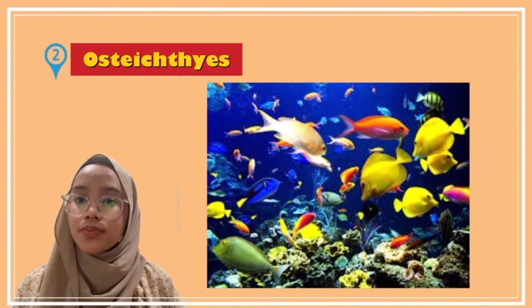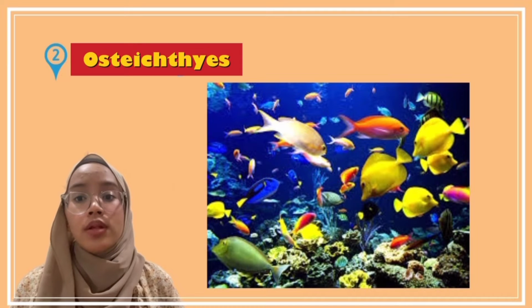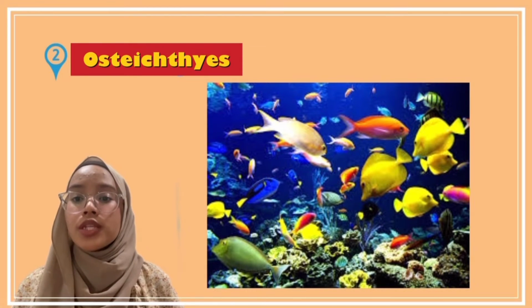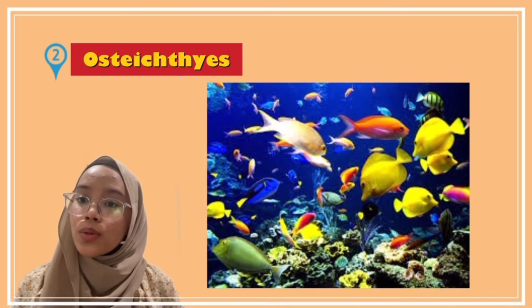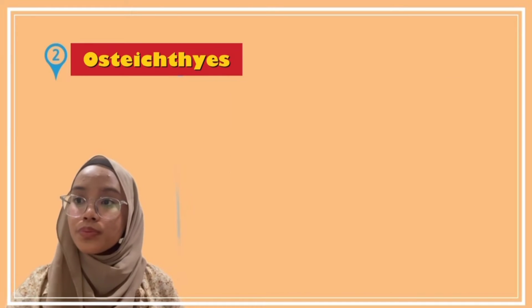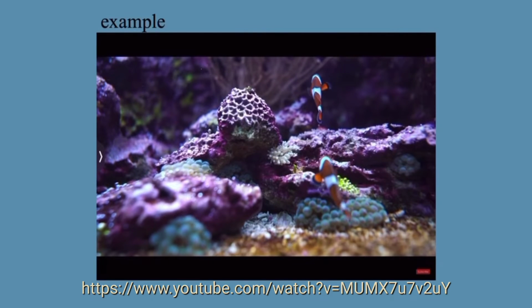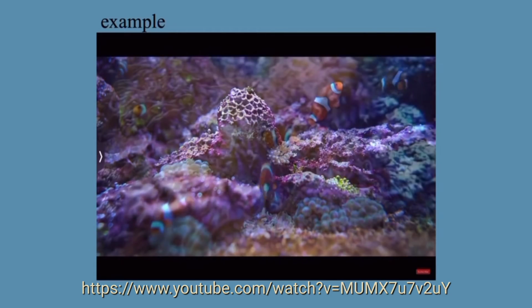The second class of subphylum Vertebrata we are going to discuss today is the Osteichthyes. Osteichthyes is popularly referred to as the bony fish. It's a diverse taxonomic group of fish that have skeletons primarily composed of bone tissue. As you can see here, the clownfish is one of the examples of class Osteichthyes.